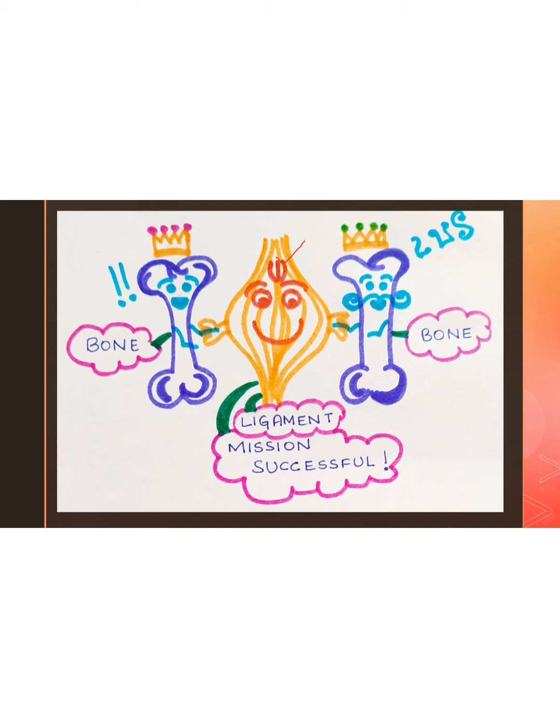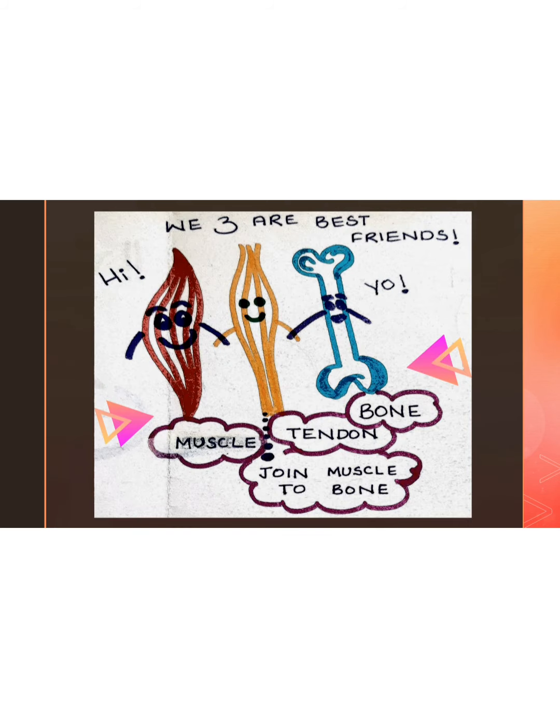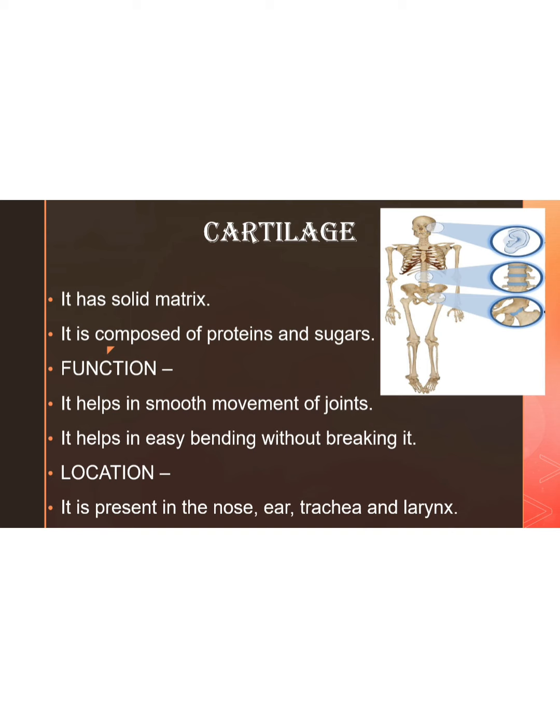So here also the same thing is given. This is your ligament, which is joining your two bones, bone 1 and bone 2. Okay, here also same thing, these are your skeletal muscles, and they are combined with the other bone with the help of the tendon. Okay, so always remember, tendon joins muscles to the bones. Understood? Next, we'll talk about cartilage.